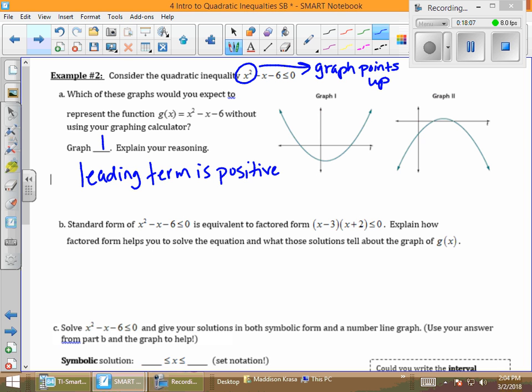Okay, part B, I already factored it for you. So your standard form, and then I factored it, it's x minus 3 times x plus 2. It says explain how factored form helps you to solve the equation. What does factored form give us that standard form doesn't? The x-intercepts, right? We get the x-intercepts.